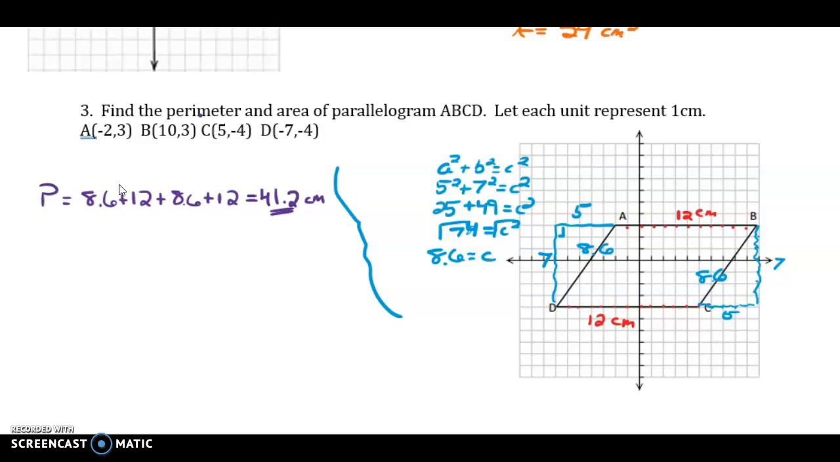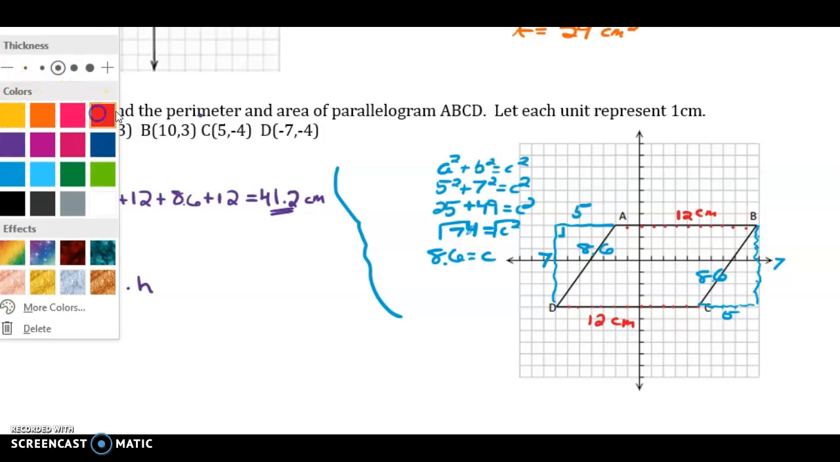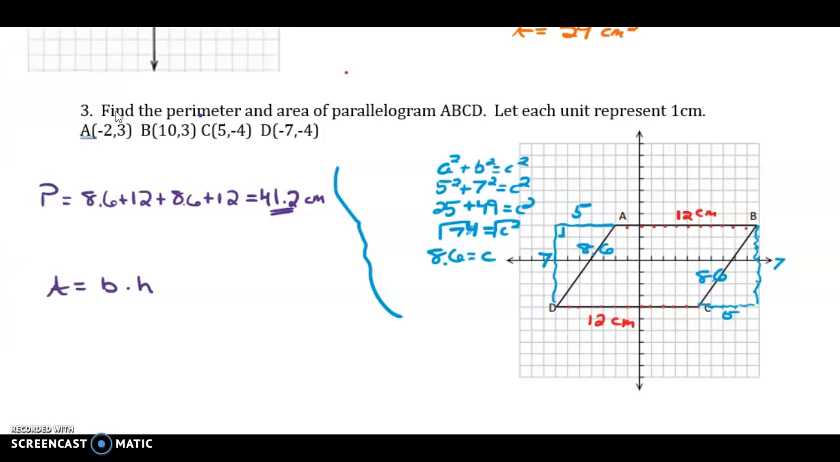All right, let's do the area. Now, what is the formula for the area of a parallelogram? Well, it just so happens that parallelograms are going to be the same as rectangles. It's going to be length times width, or base times height. And I'm just going to go ahead and write this, base times height. All right, so everybody would agree the base is probably 12. So I'm going to go ahead and put in a 12 right there.